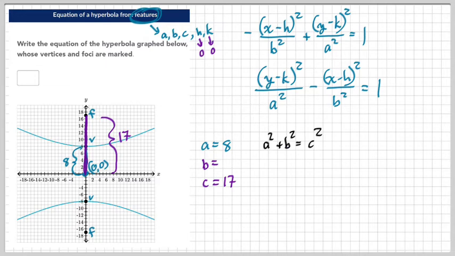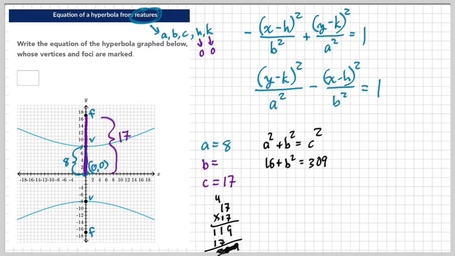Okay, let's plug this stuff in. We get 64 plus B squared, which we don't know, equals C squared. Oh shoot, what is 17 times 17? I don't know that. I hope I'm right because I'm going really fast here. 7 times 7 is 49, right? I don't know where that 3 came from. Sorry, don't make fun of me.